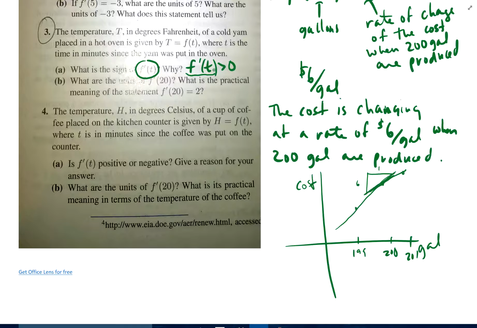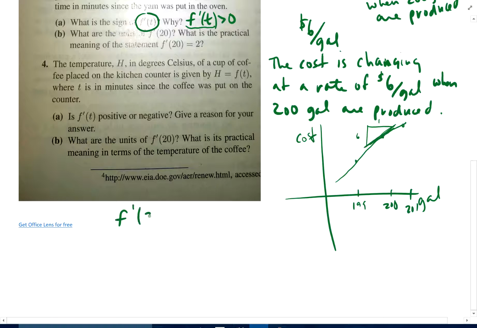Okay. What are the units of F prime of 20? Let's see. F prime of 20, that's minutes. This is going to be degrees per minute. Let's do degrees Fahrenheit. So that tells me the rate of change of the temperature. At 20 minutes, it's changing however many, in this case 2. So let's say that equals 2 degrees per minute. That's how fast the yam is increasing in temperature. So it's getting hotter and hotter. Does that make sense? Until it reaches whatever temperature the oven's set for.